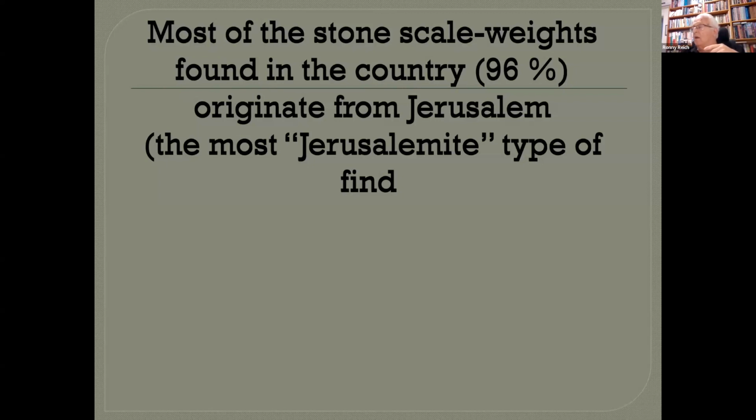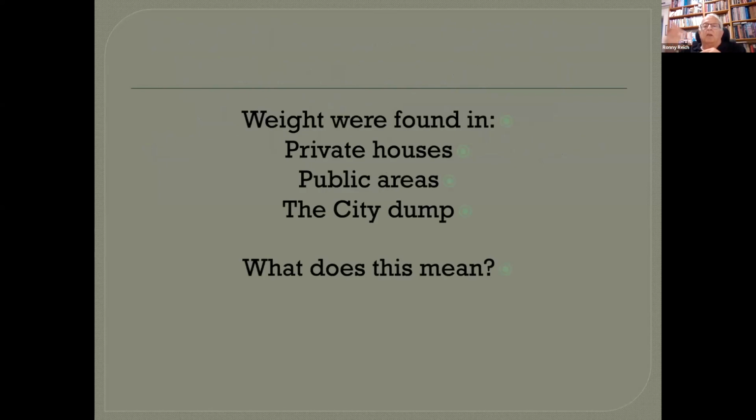Let's go on. Please, next. Yes, they are found everywhere, the scale weights: in private houses, in public areas, in the city dump. By the way, in my study, I weighed them, and I calculated also how much they miss, because usually in private houses, most of them are complete, even intact. Whereas in public areas, there are more stones which miss a splinter here and there. And of course, in the city dump, they are broken, because that's the nature of the city dump, which we will come to in a moment.